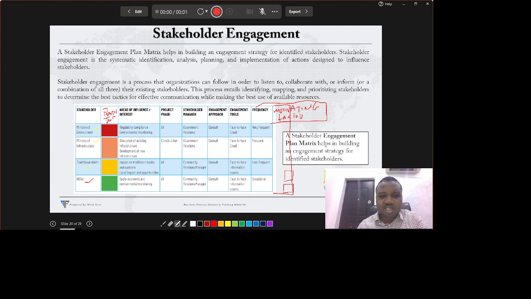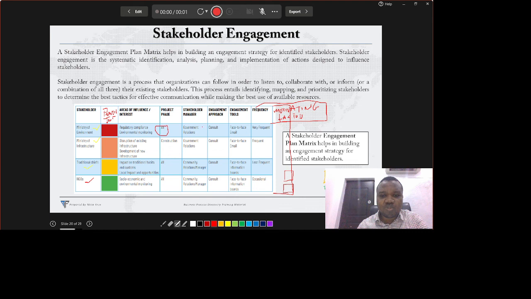Then during the project phase, when will you be needing this particular stakeholder? Is it during the inception phase? Is it during the construction phase of the project? Or is it when you are transitioning that particular project, or during the approval phase? Or will I be needing these stakeholders in all of the phases? You understand? So who is the manager of the stakeholders, or what is being managed by the stakeholders?